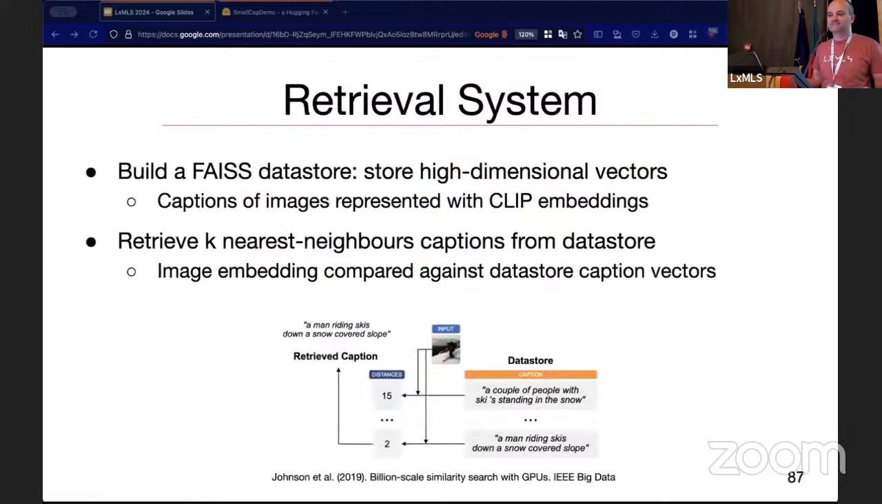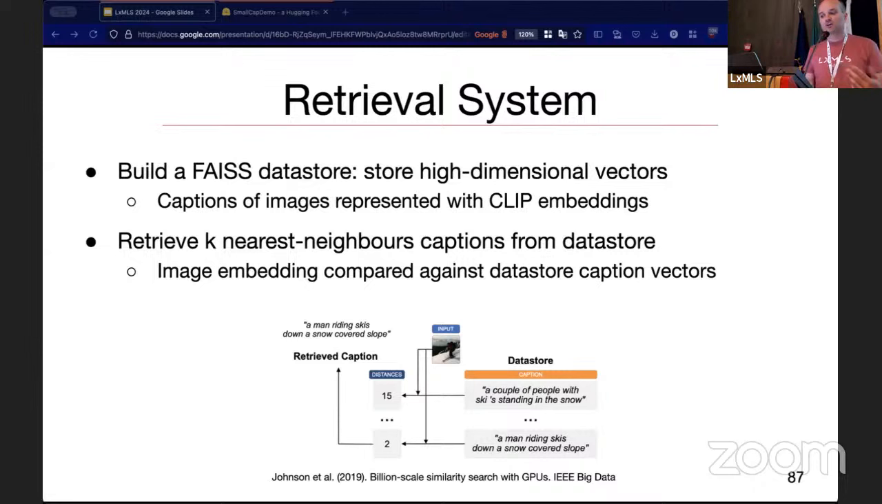So there's a lot of details going on here. The first is the retrieval system. How do you build this? We use FAISS as a data store. And in FAISS, we store high-dimensional vectors. In particular, it's the embedded representations of captions. And the embeddings are produced using CLIP. We use a multilingual CLIP model. And each sentence that we would like to be able to retrieve is stored in FAISS.